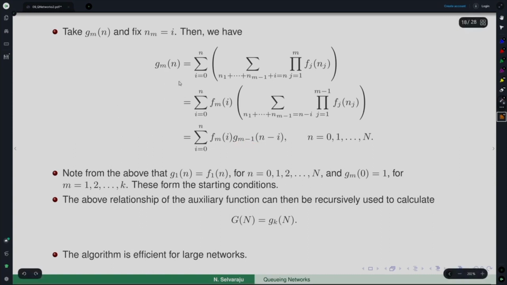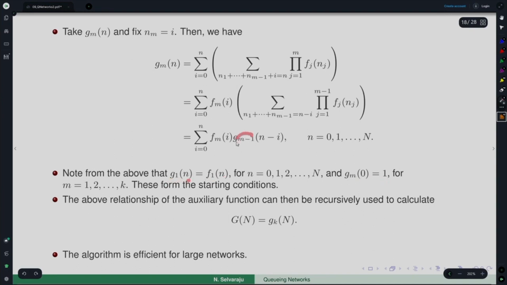Now, from this we can observe that G1, when there is only one node, is exactly the same as f1(n), for all n from 0 to N. And G_m(0), if there are 0 customers, this function is 1 for all m from 1 to k. This is the starting condition for the algorithm. Now, once I have this starting condition, G_m(0) I know and G1 I have.